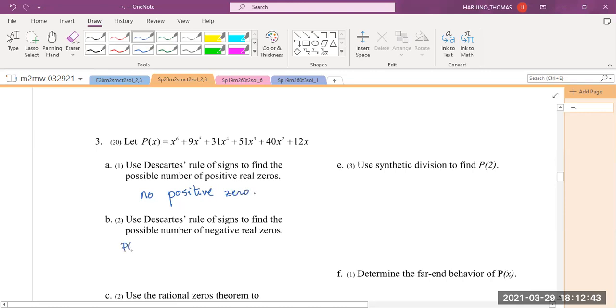Okay, how about on the negative side? That's x to the 6 minus 9x to the 5th plus 31x to the 4th minus 51x cubed plus 40x squared minus 12x. How many times did it change? 1, 2, 3, 4, 5. Only 5. So 5 or 3 or 1 negative zeros.